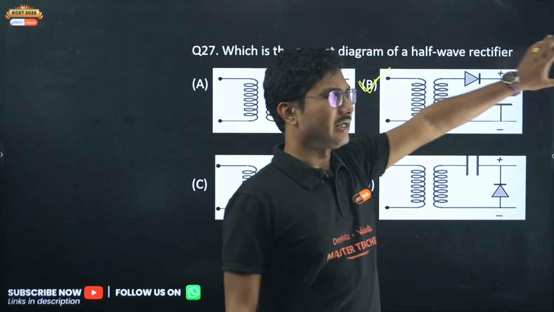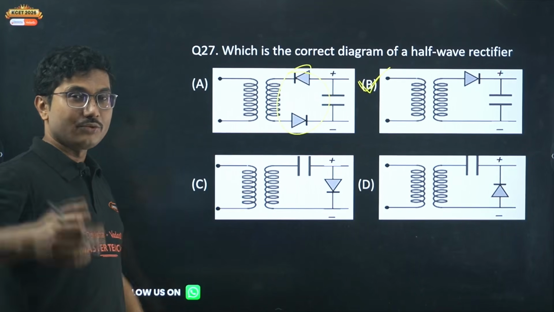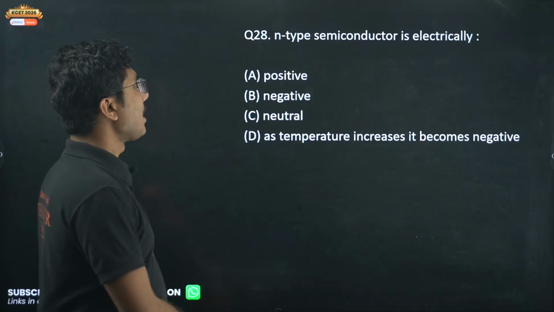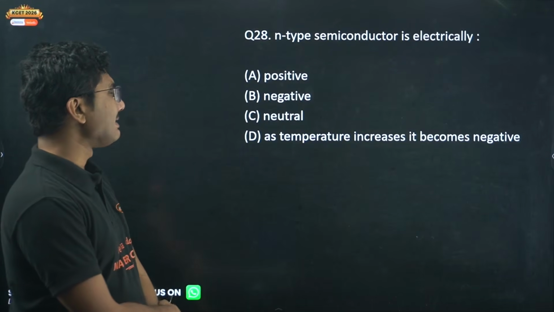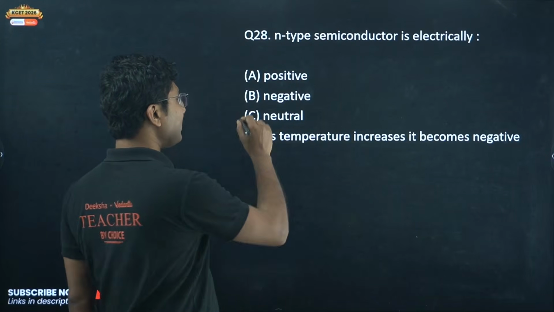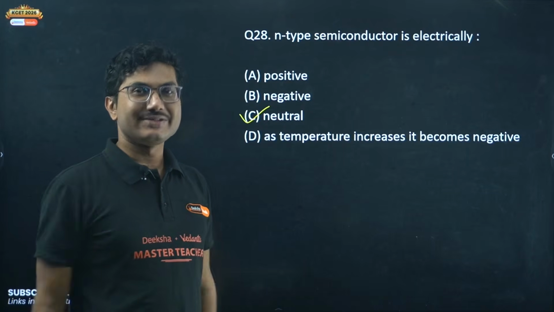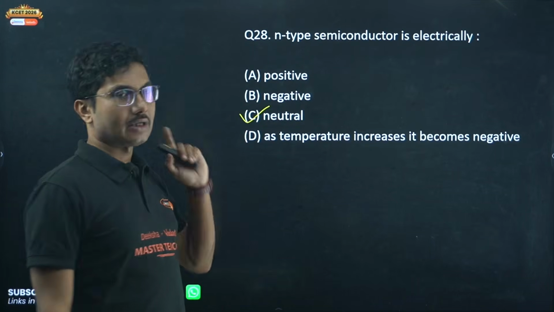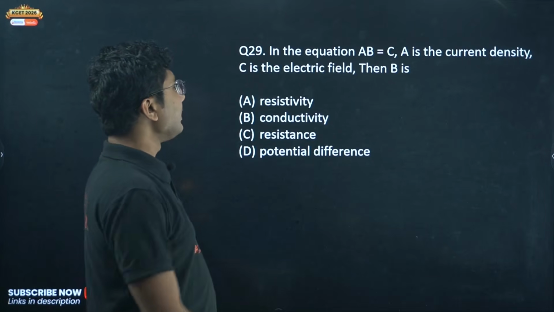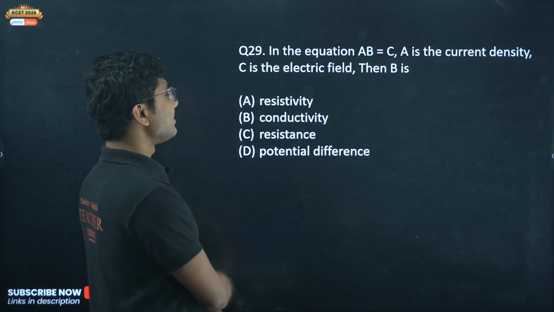This is a filter. Like you filter water, similarly it filters out some part of the AC. Next, an n-type semiconductor is electrically positive, negative, or neutral? As I mentioned, be it n-type, p-type, or p-n type, extrinsic or intrinsic, semiconductors are always electrically neutral.